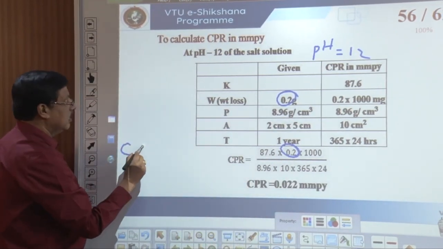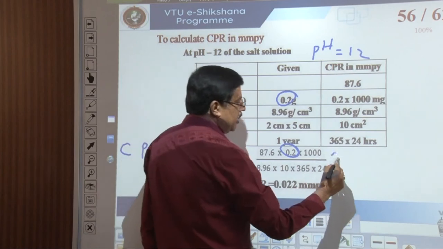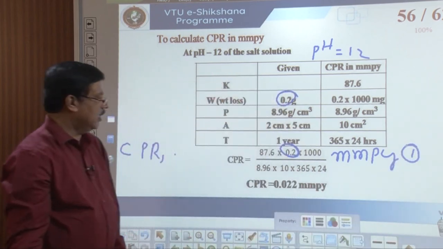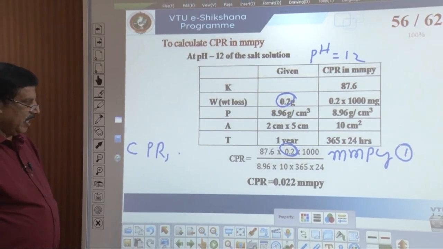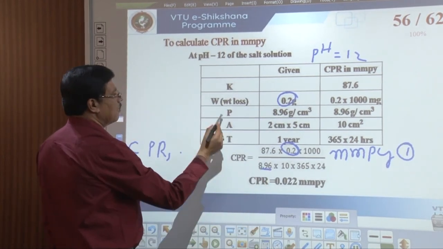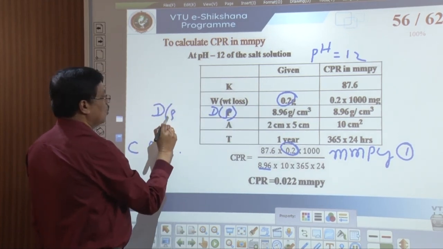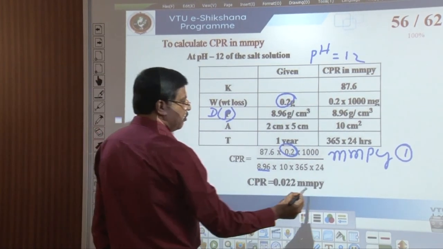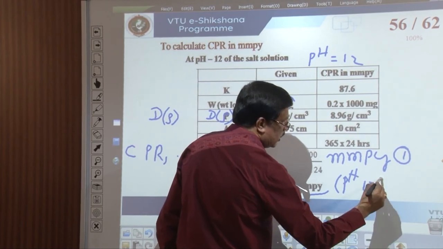So, that means the corrosion penetration rate, CPR, is equal to this one, millimeter per year. Millimeter per year, you will get 1 mark. Then the values you have to substitute, 0.2 into 10 to the power of plus 3 milligram, or 0.2 into 1000. Then 8.96, the density rho, and this is t. Then into 10, etc. This one you will get 0.02 millimeter per year at pH 12, that is alkaline.